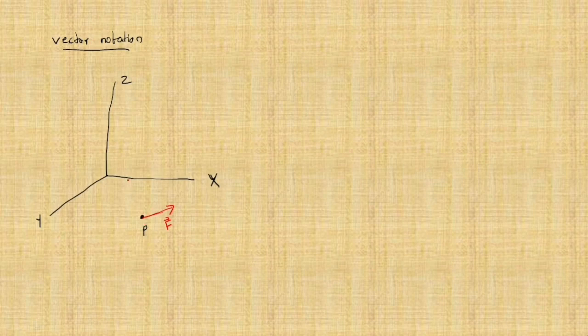Now how to draw the position vector? This is the origin O, right? So if you draw the position vector from O to the point P, that can be written as R vector. Position vector is R vector. Okay.